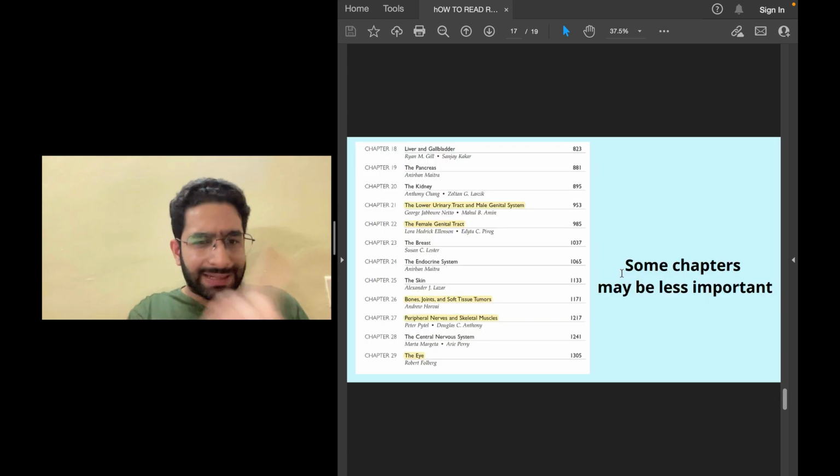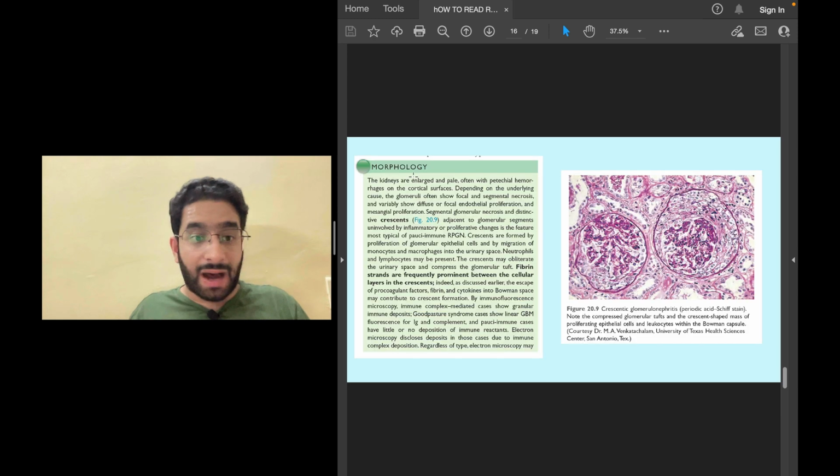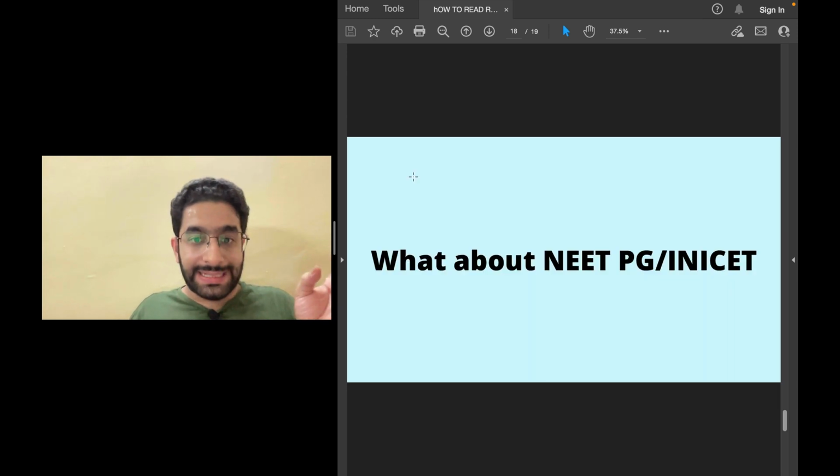Okay? Then some chapters may be less important. See, heart may be important, kidneys may be important, maybe lungs, liver, gallbladder, pancreas, fine. But some things are less important. Lower urinary tract, genital systems, female genital tract, bone, joints, soft tissue tumors. You can read all that in their respective specialties. You can read in orthopedics about bone tumors and so forth. You can read about the eye in ophthalmology. So those things may be less important, but the core chapters like the endocrine system, the pancreas, the heart, the kidneys, you need to read in detail.